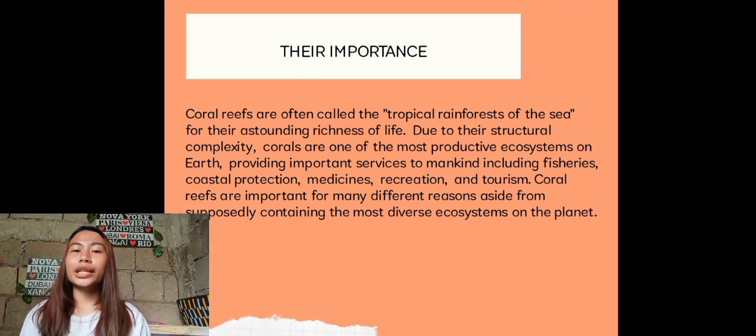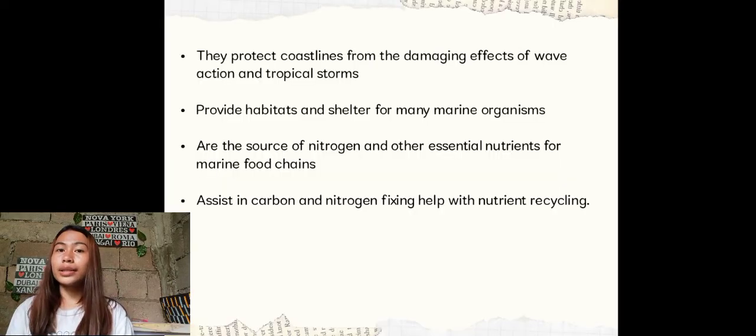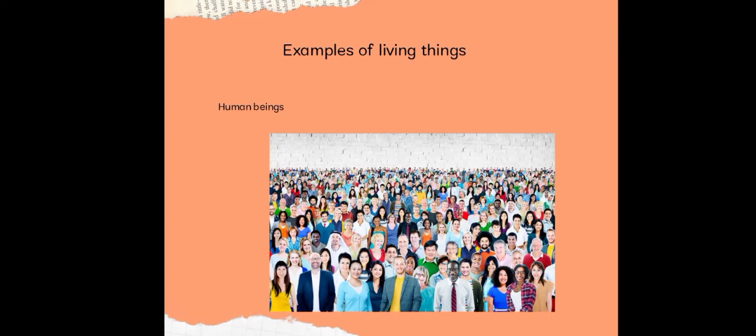Coral reefs are important for many different reasons, aside from supposedly containing the most diverse ecosystems on the planet. They protect coastlines from the damaging effects of wave action and tropical storms. They provide habitats and shelter for many marine organisms, and are the source of nitrogen and other essential nutrients for marine food chains. They assist in carbon and nitrogen fixing, and lastly, they help with nutrient recycling. So now let us proceed to examples of living things.